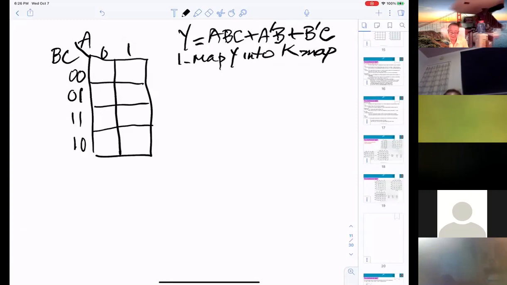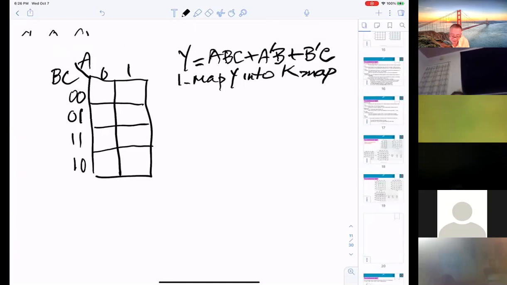Looking for product ABC. Which one will be ABC? Then put a 1 in there. I believe this is the one here, correct? Yes. Yes, 1, 1. Okay.